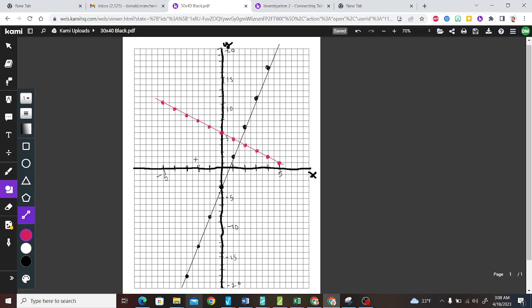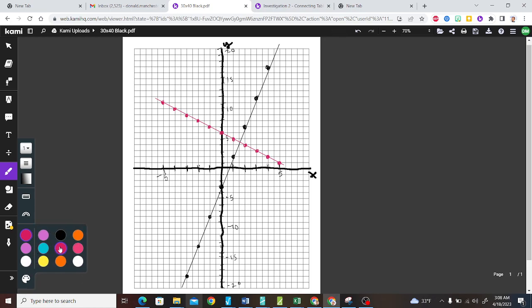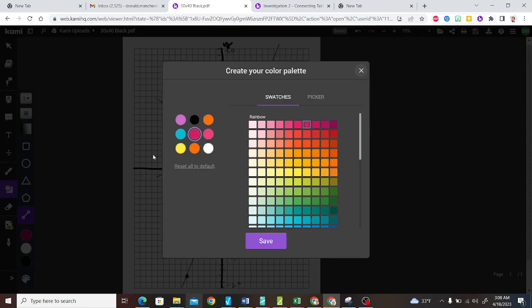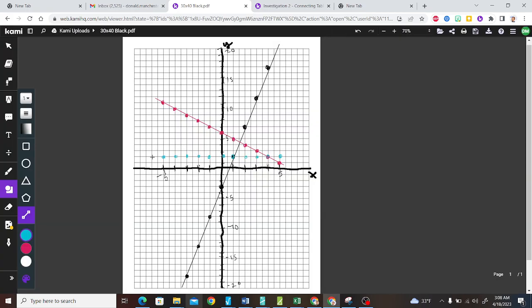And again, I'm going to then make a line. Like that. And the last one is just 2's all the way down. It always has been. So 2, 2, 2, 2, and so on. There we go. So there are our 3 lines graphed.